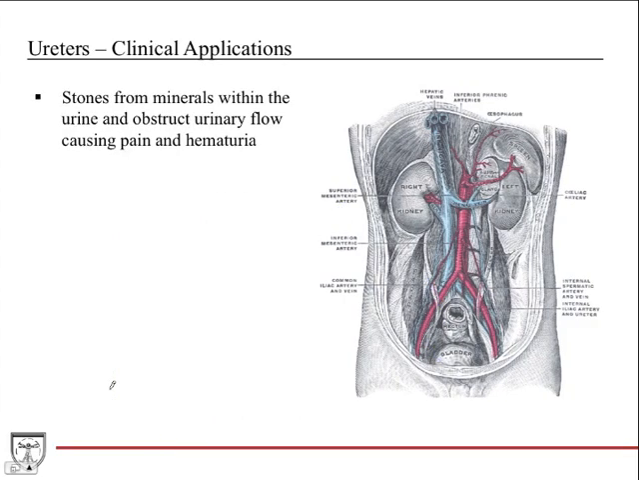The stones form from minerals within the urine and obstruct urinary flow, and they cause severe pain. The classic pain, especially in a ureter stone, is the loin to groin pain. Your loin is your back, your flank region here. They'll talk about it radiating from the flank region of the back down here to the groin area. So that's your loin to groin pain. That's the classic pain presentation.